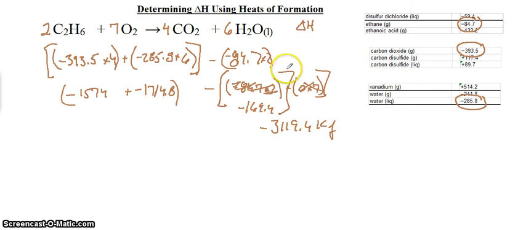And so what ends up happening is I've now predicted the enthalpy change of my reaction to be negative 3119.4 kilojoules. And again, all I do is just add up the heats of formation of my products minus my reactants, and it's a very easy way, and it's another way to predict the enthalpy change for a reaction that I've not yet run.